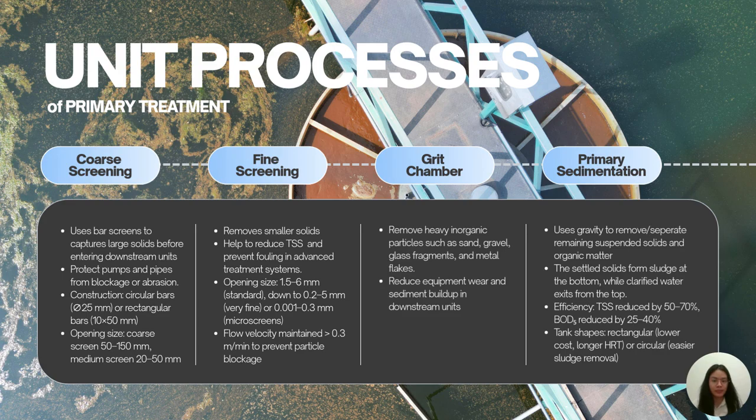Finally, primary sedimentation, where gravity does the work. The flow slows down and heavier particles sink and form a sludge at the bottom, while clarified water exits from the top. This step reduces SS by 50 to 70% and BOD by 25 to 40%. The tank can be rectangular for lower cost and longer retention time, or circular for easier sludge removal.